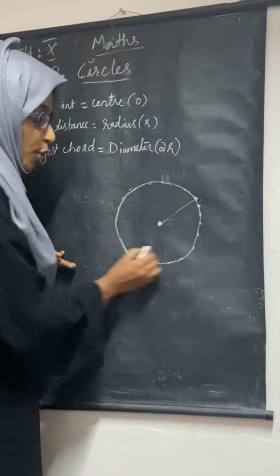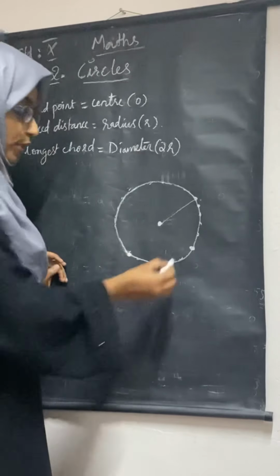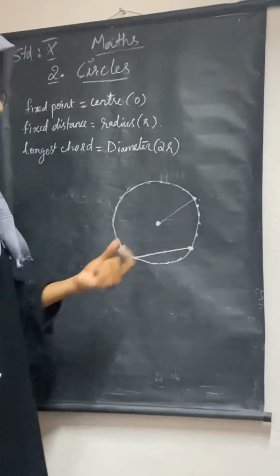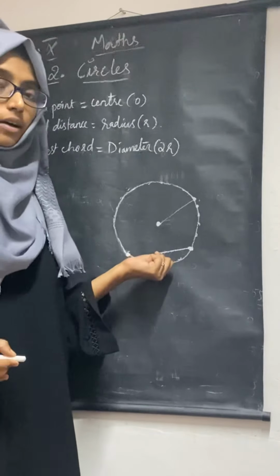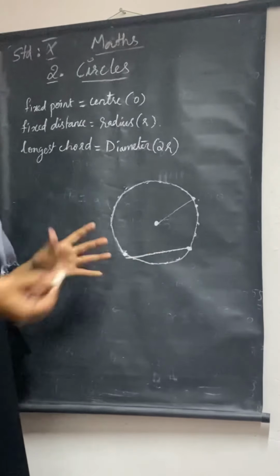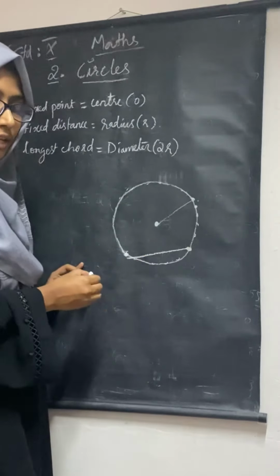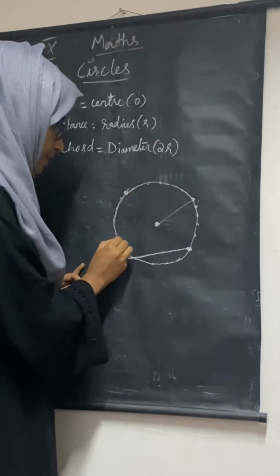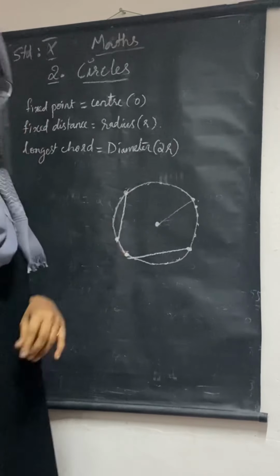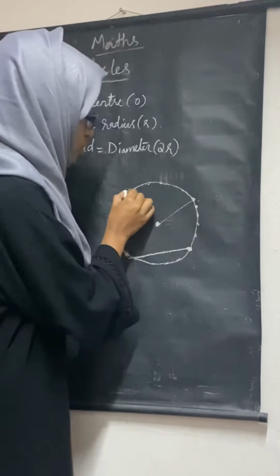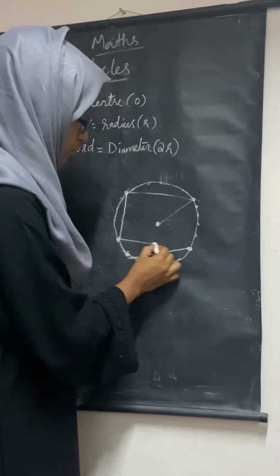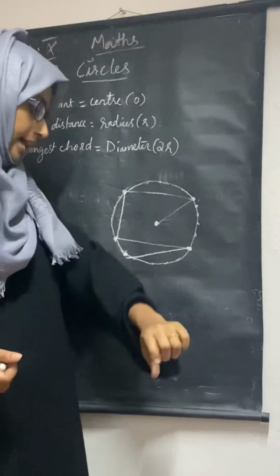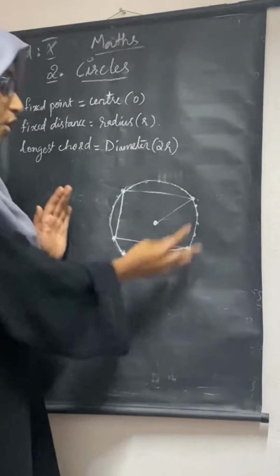Now I'll choose two points on the circle. When I join these two points, you get one line. What is the name of this line? It is a chord, C-H-O-R-D. You may have learned this in 9th standard. I can draw many more chords in this circle. This is a second chord, or I can join here also. So if you join any two points on the circle, you get a line, and that line is called a chord. Many more chords you can draw.